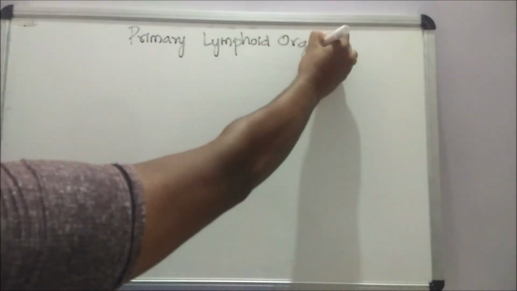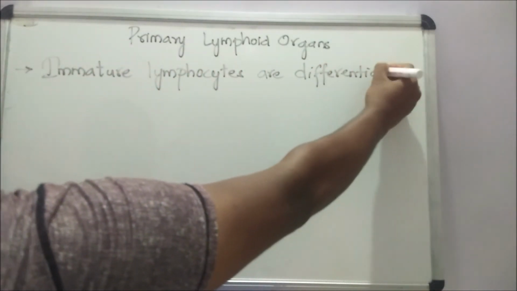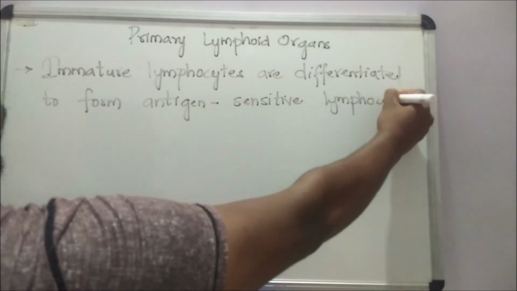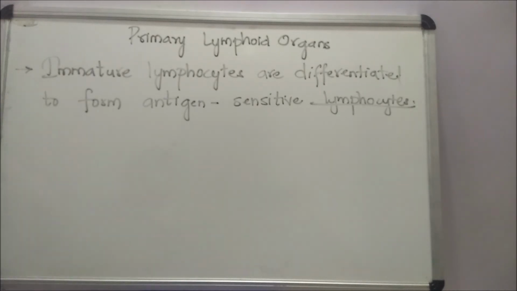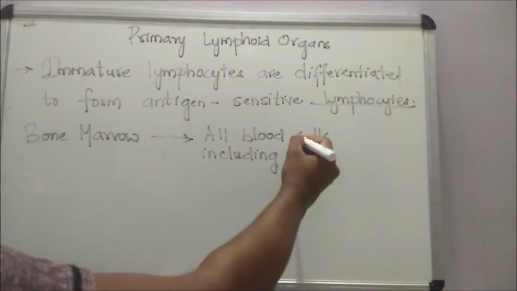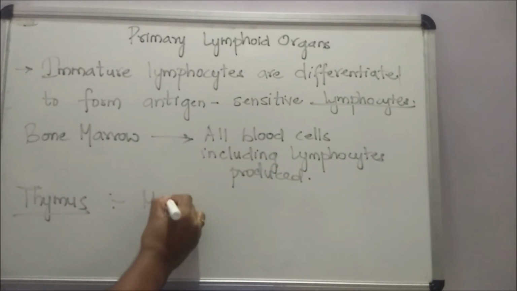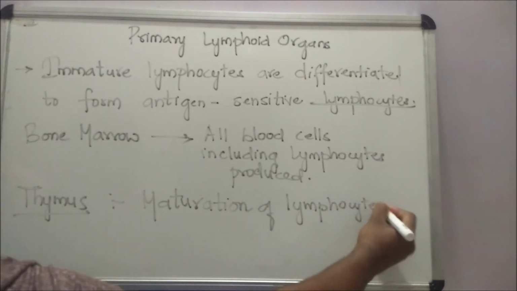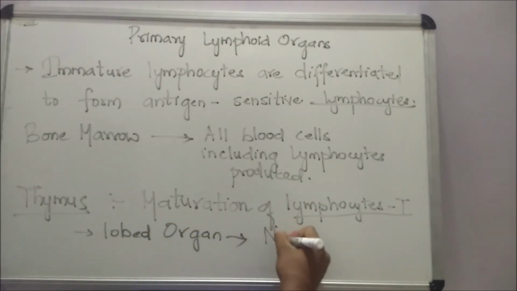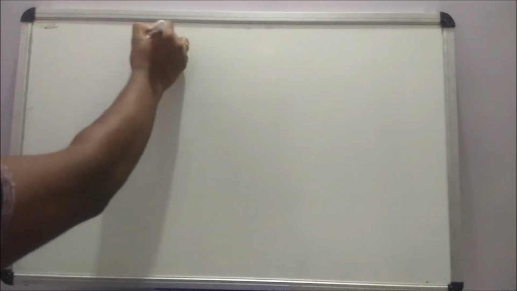In primary lymphoid organs, the immature lymphocytes are differentiated to form antigen-sensitive lymphocytes. Here, in the bone marrow, all blood cells including lymphocytes are produced, whereas the thymus is responsible for the maturation of T lymphocytes. The thymus is a lobed organ situated around the neck near the heart and keeps on reducing in size as age increases.